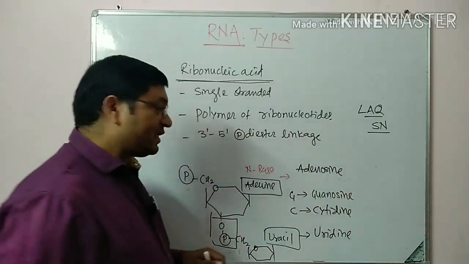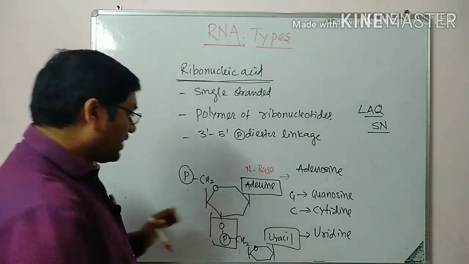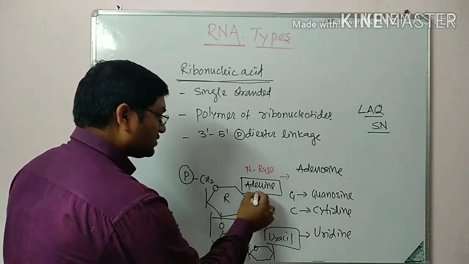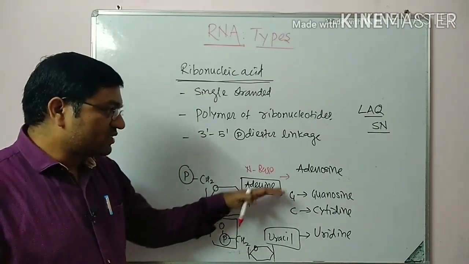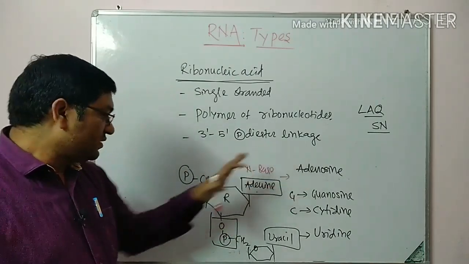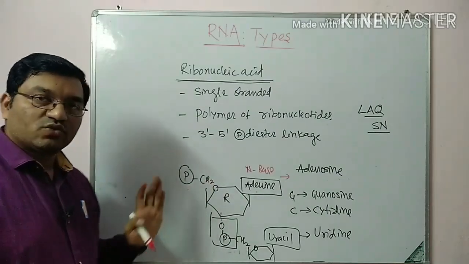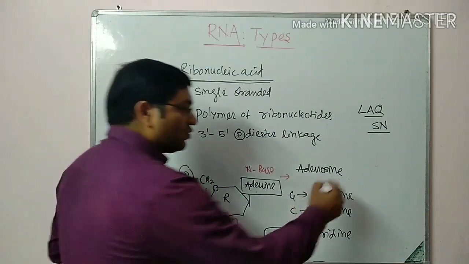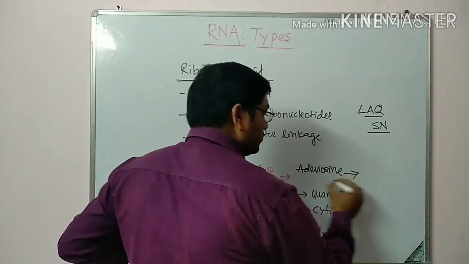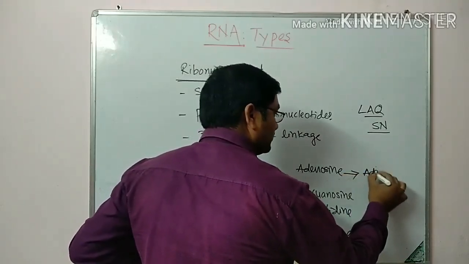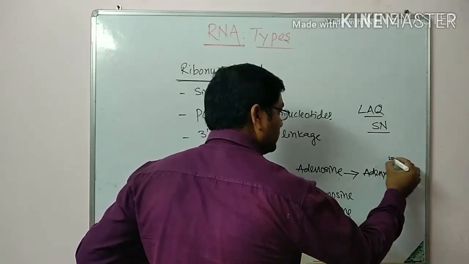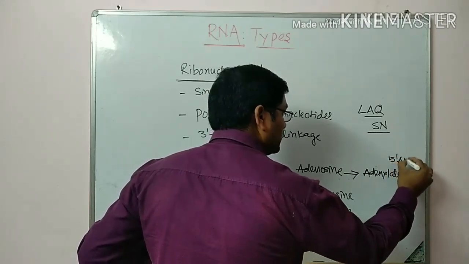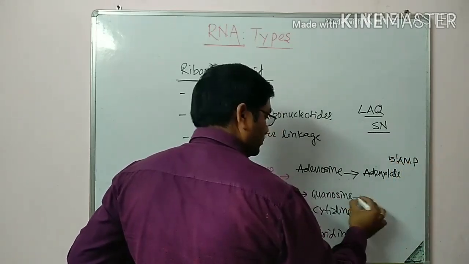These are nucleosides. Nucleoside means the ribose sugar plus nitrogen base. If we add the phosphate, it is known as nucleotide. The nucleotide of adenosine is known as adenylate, or another name is 5' adenosine monophosphate.